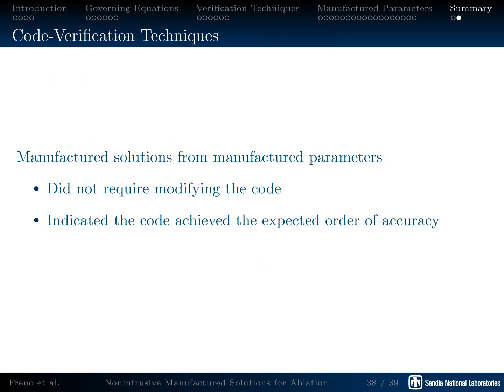To summarize, in this work, we manufactured solutions by manufacturing the problem parameters instead of introducing a forcing vector. This approach enabled us to avoid modifying the code, and we saw that the code achieved the expected order of accuracy.